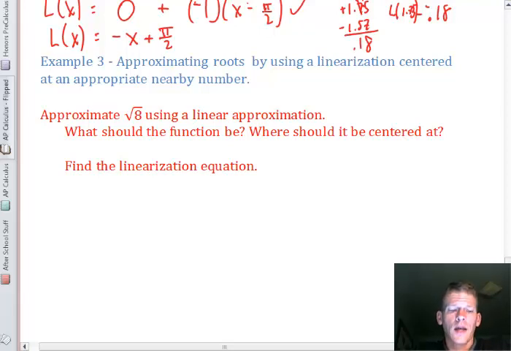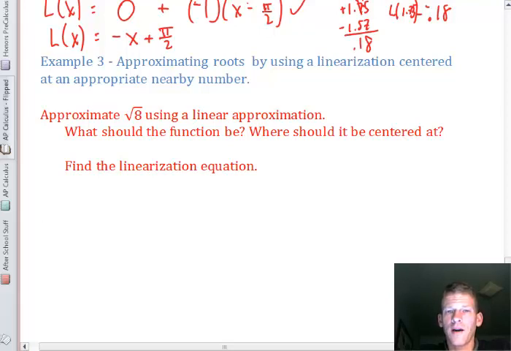I'm going to show you one other example of some problems that you're going to have to do in the homework. They're kind of vague about what you're going to have to actually do with this linearization. They're going to ask you to approximate certain function values. They're not going to tell you the function. They're not going to tell you the point of approximation. They expect you to figure out these things based on what they give you in the problem statement.